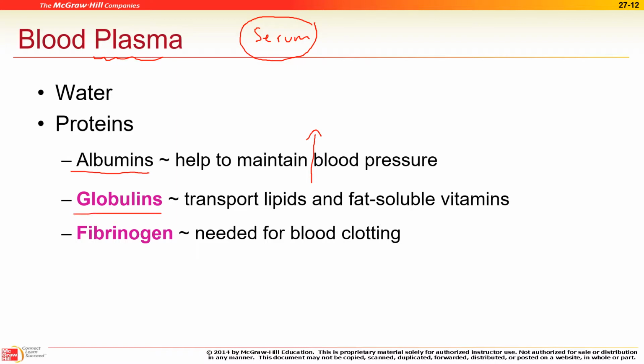Globulins, globular shaped proteins. For example, LDL and HDL. You guys ever heard of those guys? Yep. So the good fats and bad fats. So this is the bad guy. This is the good guy. Low density lipoproteins and high density lipoproteins. They circulate fat throughout your blood.